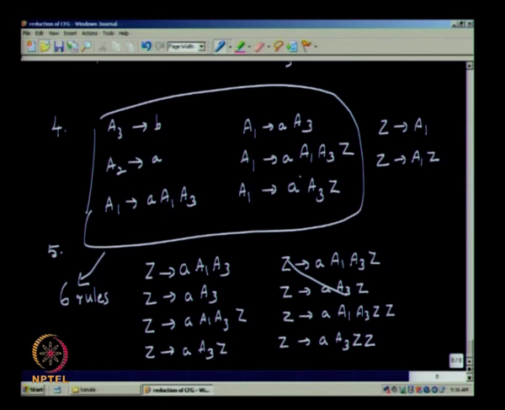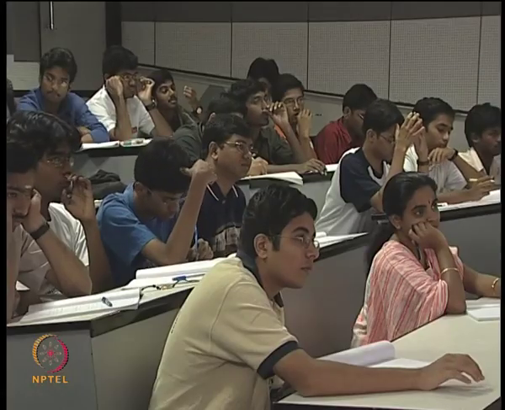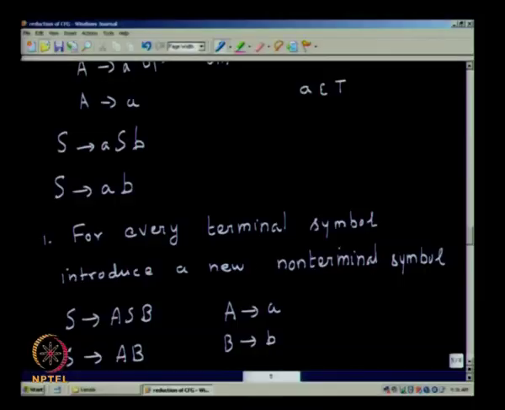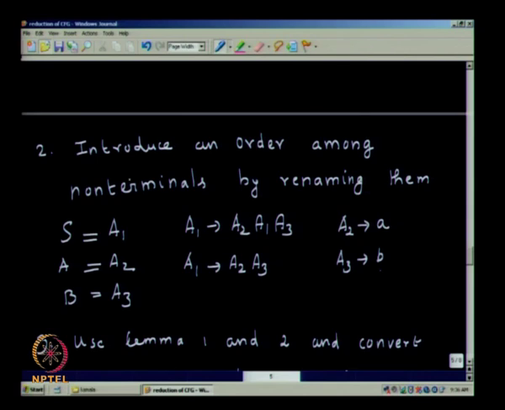These rules are all in Greibach normal form. These rules are also in Greibach normal form. So you have converted the given grammar into Greibach normal form. So the steps involved in conversion to Greibach normal form are: first step will be for every terminal symbol introduce a new non-terminal symbol, then rename the non-terminals and introduce an ordering among them, call them as A1, A2, A3. This is just to bring the AI rules into Greibach normal form.